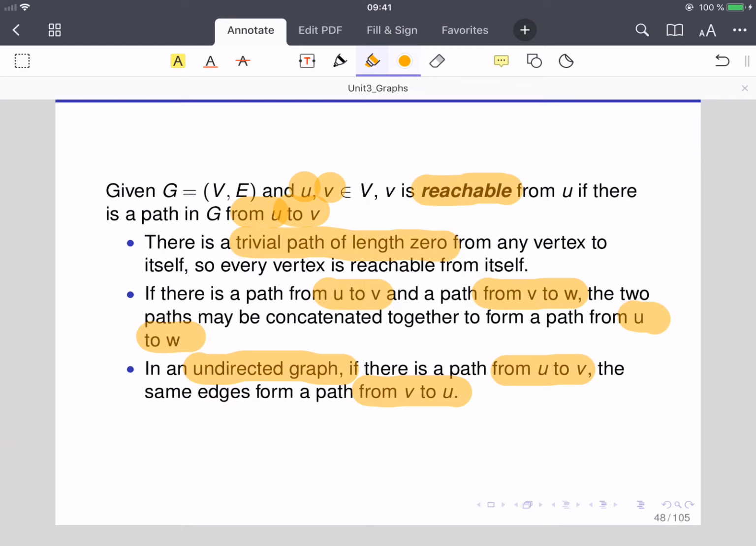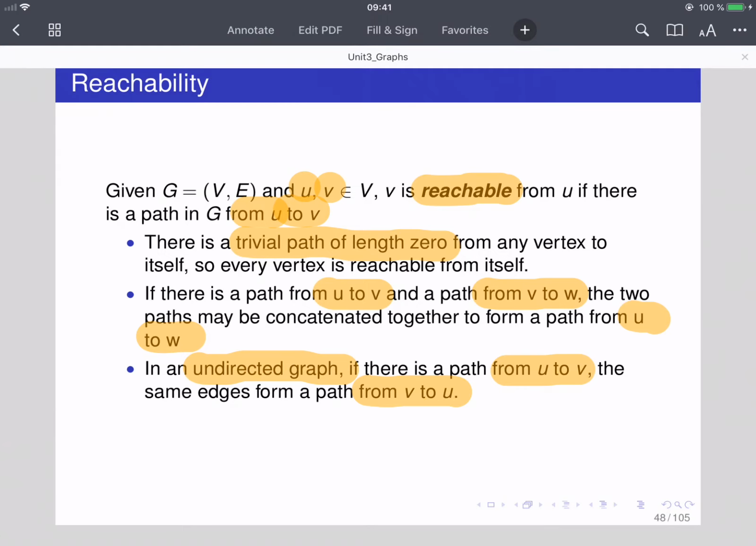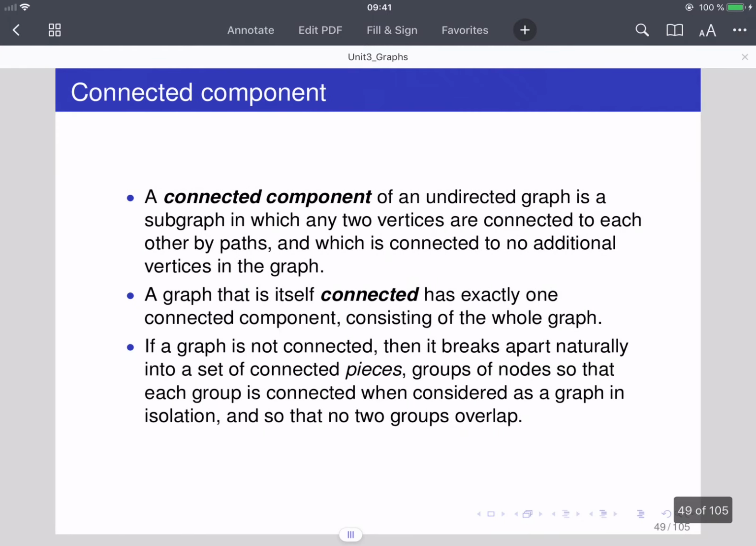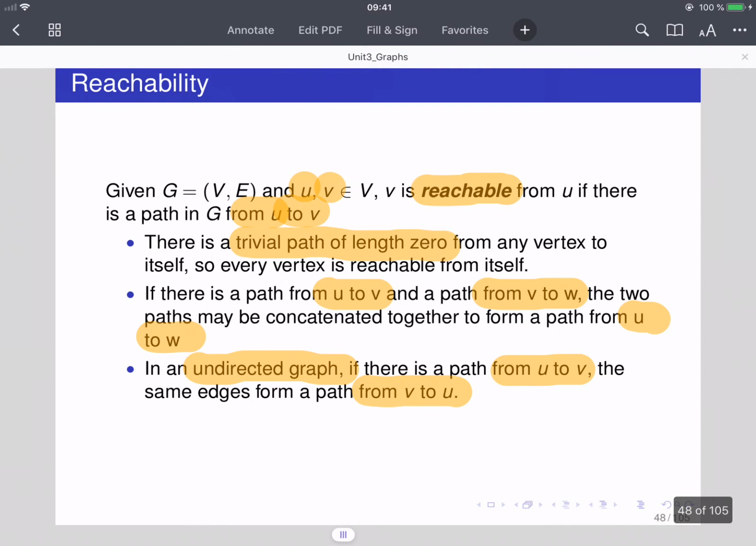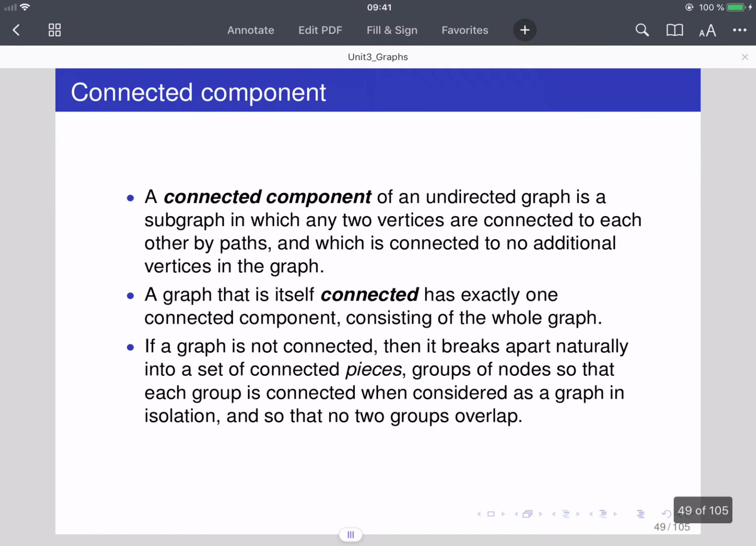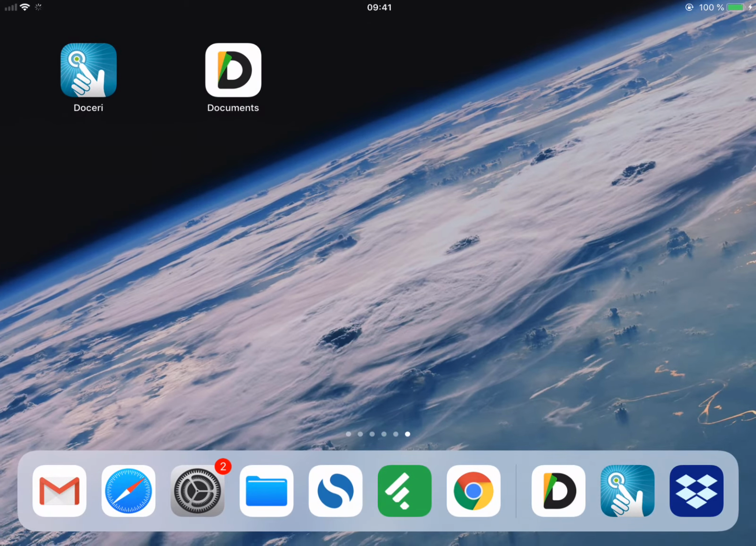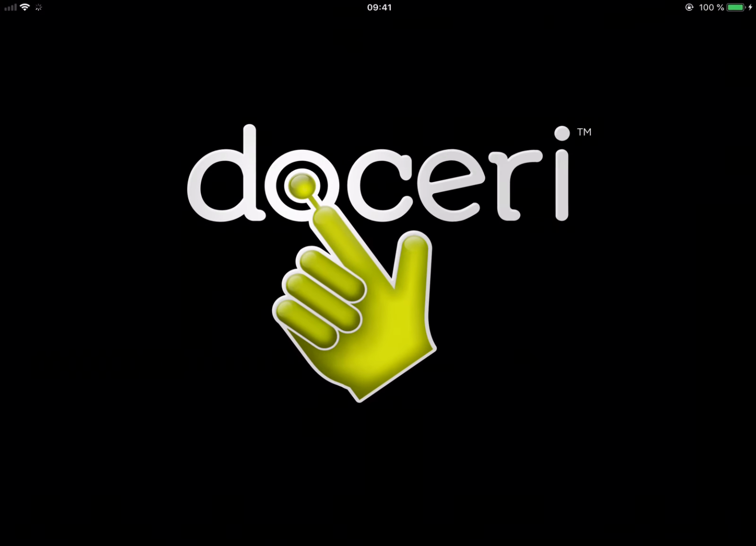If we can go from U to V, we can go from V to G. Okay? With this idea of reachability, we can also define what we call the connected components of a graph. This idea is very simple, okay? But the mathematical definition may be a bit more complicated. So let me give you first an example, and then we go back to the definition.